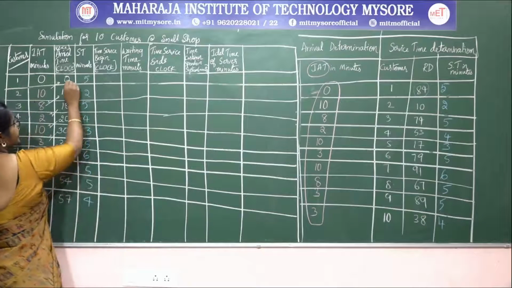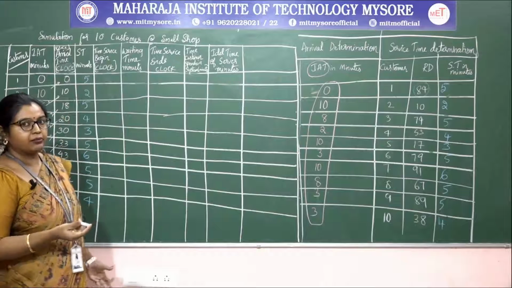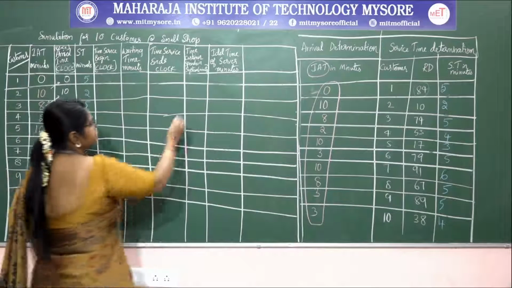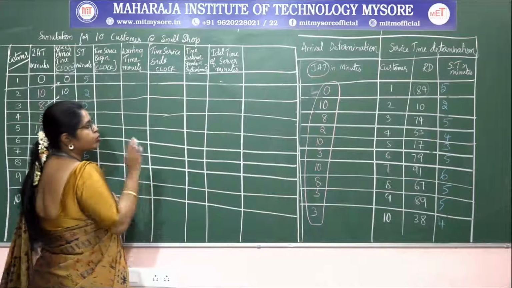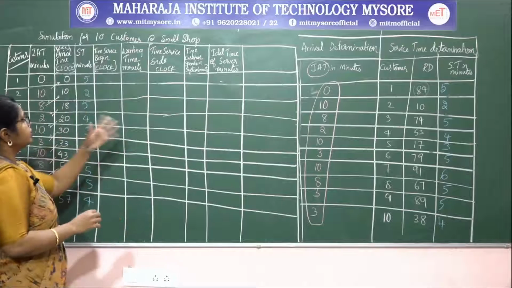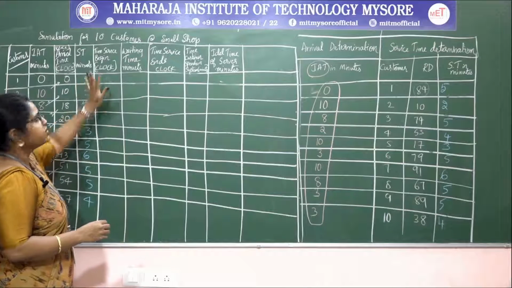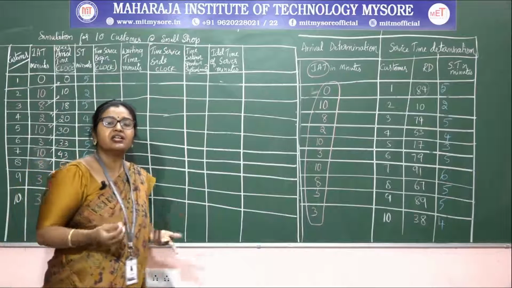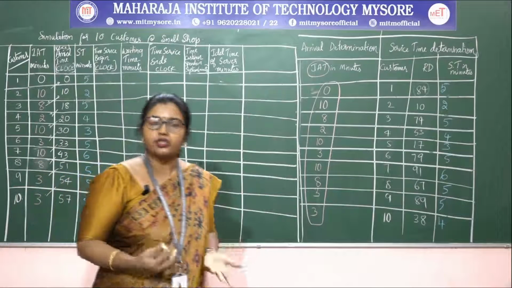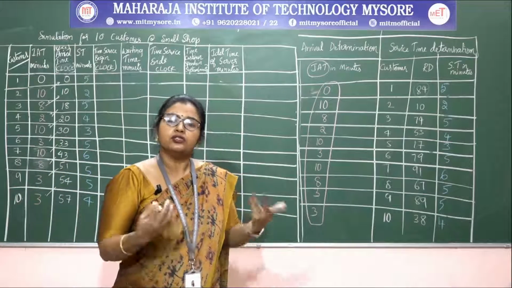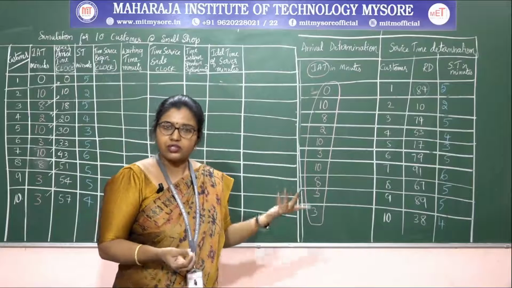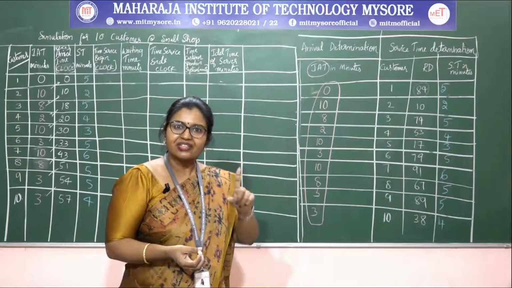So first customer arrives at what time? 0th time. So now, server status will be idle, so I am not going to record those things. Okay, for the first iteration. Now at what time will the service begin? The customer is arriving at the bank or any shop at the 0th minute, and the server is idle because he is the first customer.